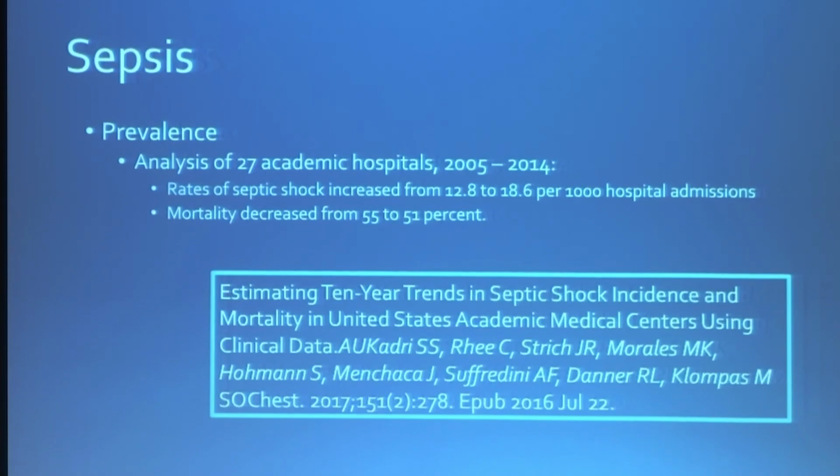Analysis of this multi-hospital study showed that rates of septic shock went from about 13 to 19 per 1,000 hospital admissions, although mortality in that group decreased from 55 to 51%. Now, my interpretation of that is, yes, they recognized more cases of it and they treated it better, and so they got better.